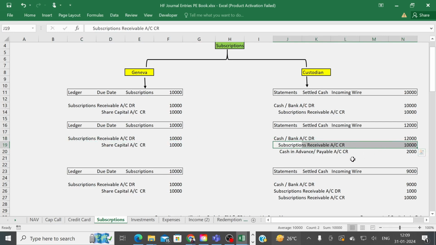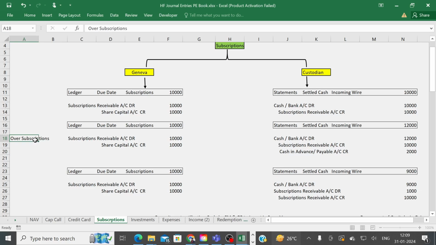Anyway, we are going to reverse that subscription receivable. That would be 10,000. And whatever amount you have received as an advance, meaning the excess, you can update as an advance: cash in advance, account payable. So this is the case of over subscription.